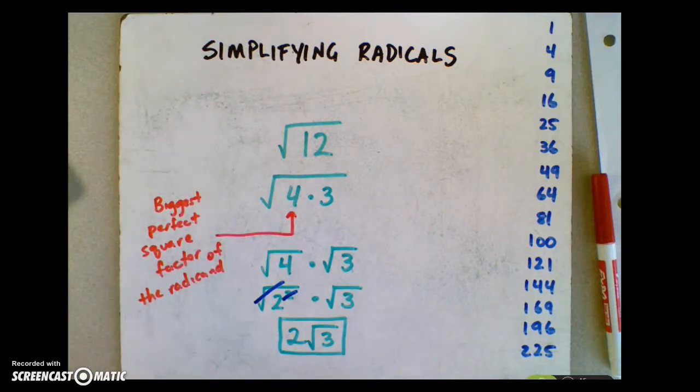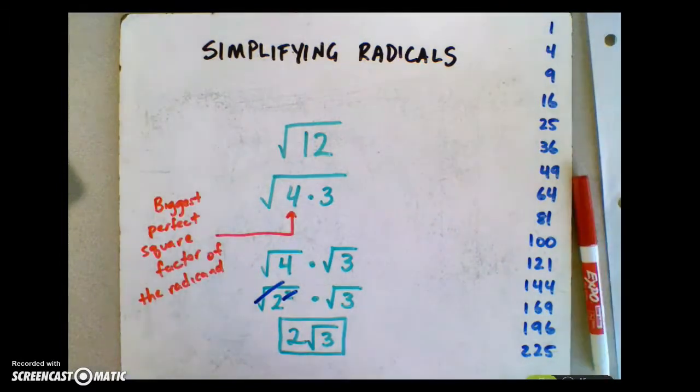I haven't changed the value, I'm only simplifying. If I were to put radical 12 in my calculator, and then put in 2 radical 3, you're going to see that they're exactly the same. So that's how we simplify radicals. Let's do one more example together.